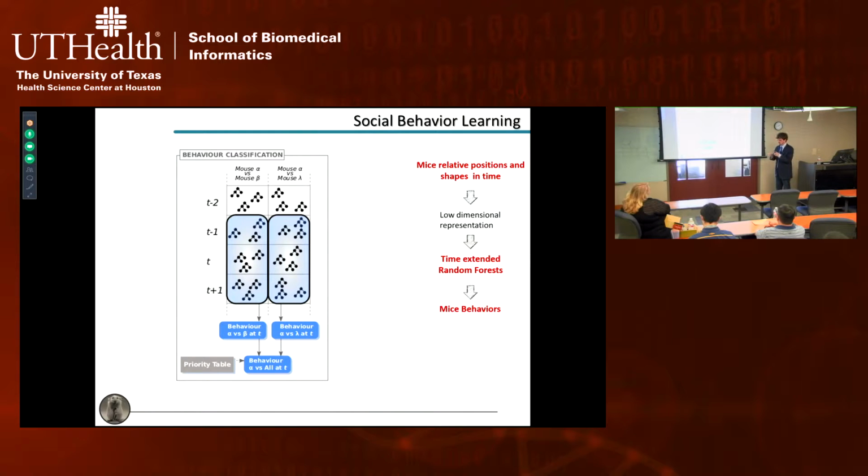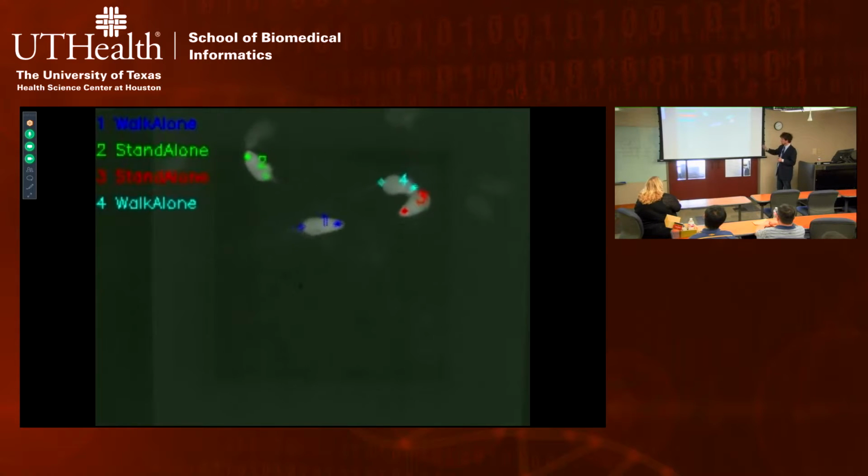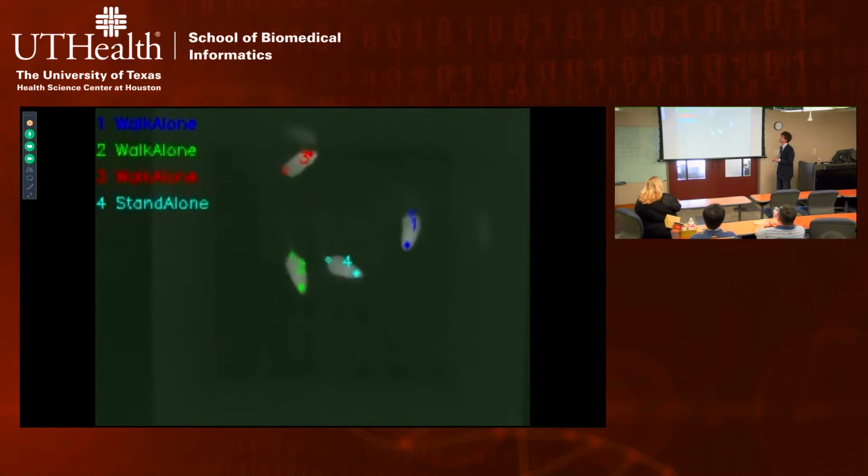Since it's social, if you have 3 mice, you already have the combinations of 1 versus 2, 1 versus 3, and 3 versus 2. So this is pretty hard to make. And when it's 4, it's even more. Here is an example of the results of the classifier. You have the 4 mice, and here some of the behaviors.